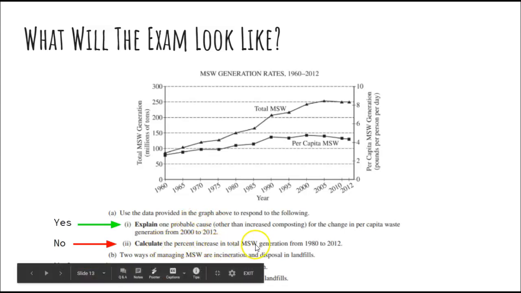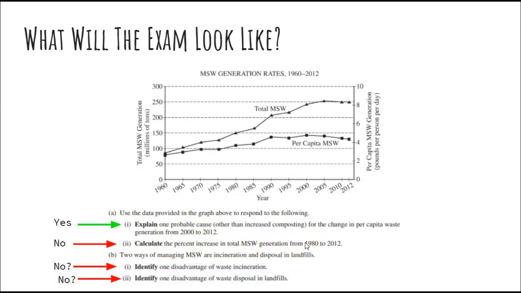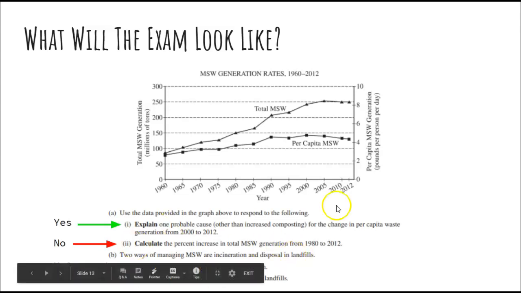Calculate the percent increase in total generation. They said no calculators. So either they're going to have super simple math, which might be true, or they're not going to include calculations. So I would guess that they would not include this because it is a calculation, okay? Let's look at the other two.